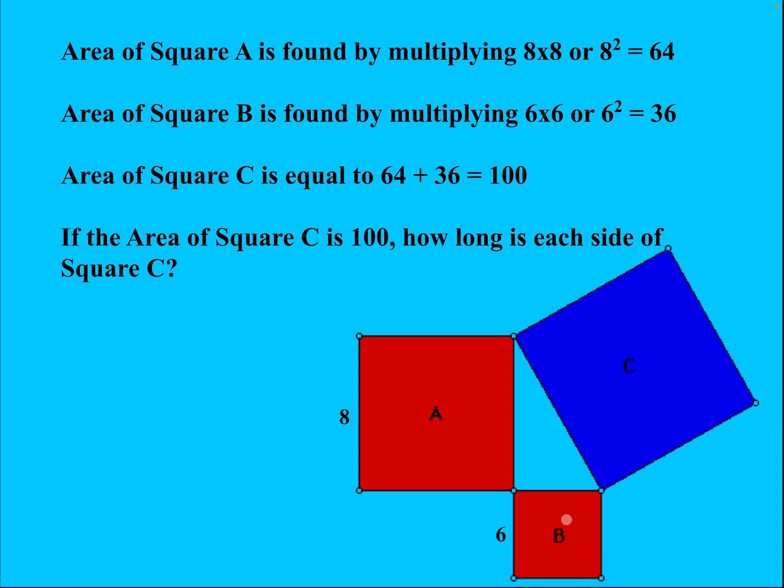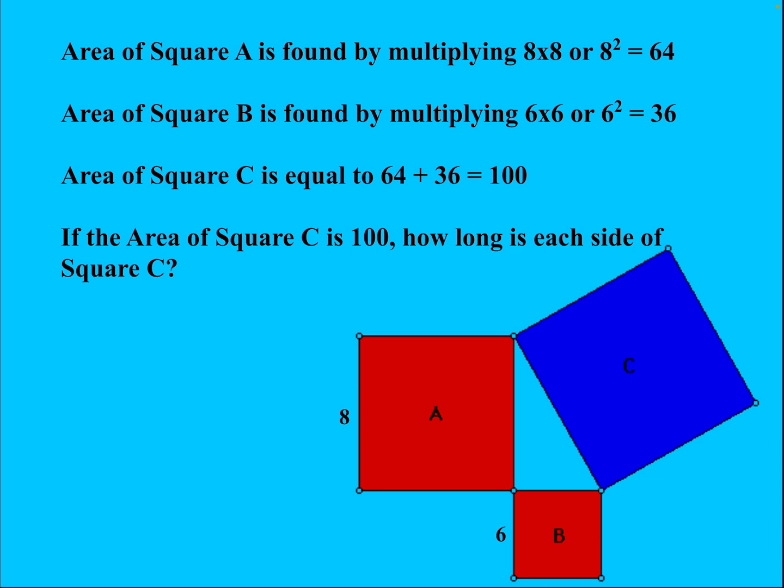And then the area of square B, okay? The area of a square again is length times width, 6 times 6, or 6 squared. That gives you 36. Now remember, I can add these up and it's going to equal the area of this blue square. So 64 plus 36. That gives me 100. That means the area of this square, this blue square C, is 100, whatever my units are, squared, okay?